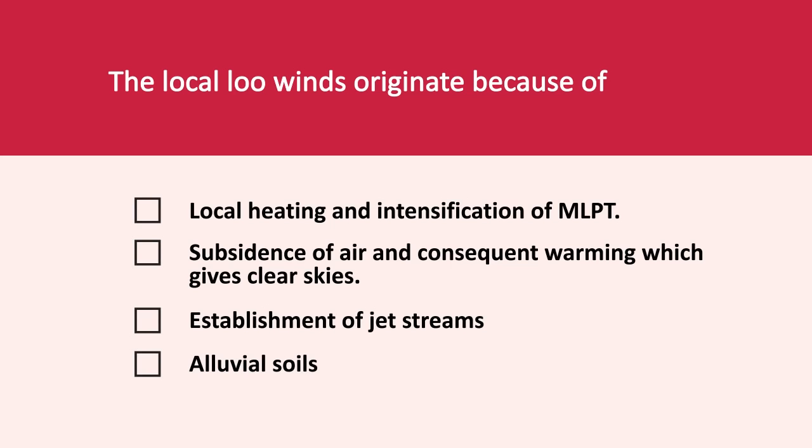Now, out of all of these four options, alluvial soils are completely negated. There is absolutely no chance that they have any role to play in the genesis of low. Establishment of jet streams are not associated with a local wind at all. They are associated with a global wind circulation. The subsidence of air does go on to give a warming condition and clear skies. But then the subsidence of the air will never go on to give such a high temperature as is associated with low. So, the only option in this case is local heating and intensification of the monsoonal low pressure trough.